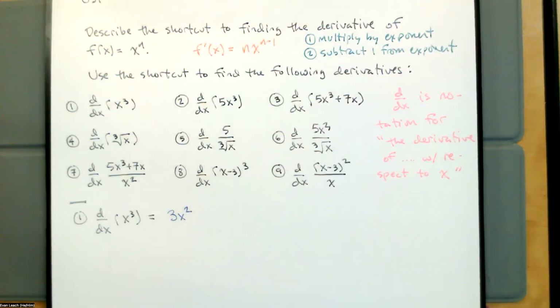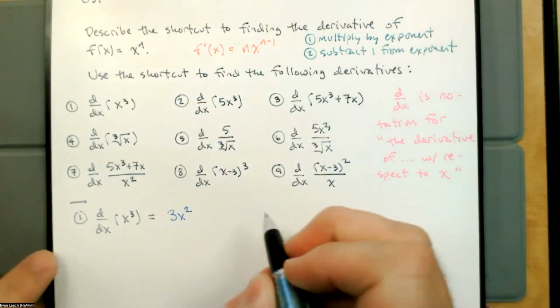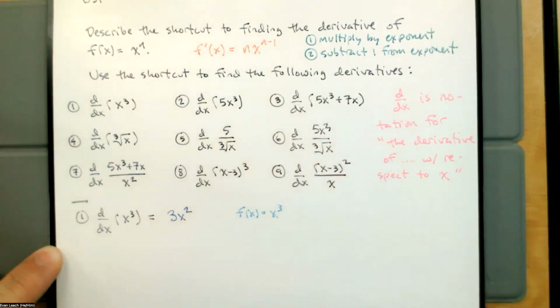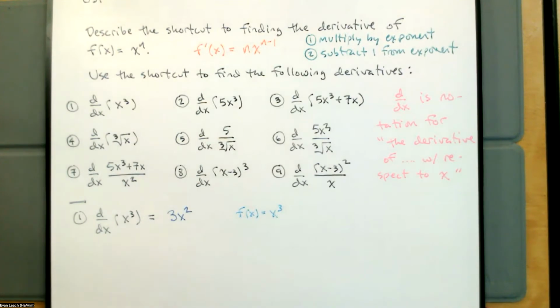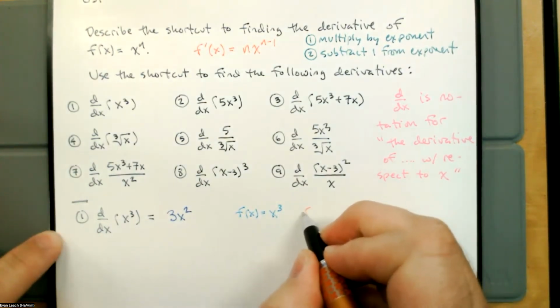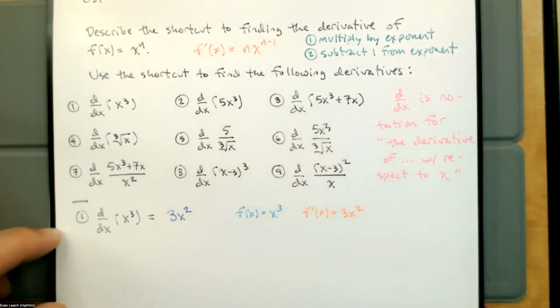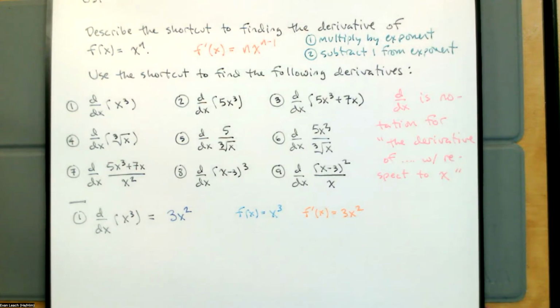Just a quick note that d over dx says take the derivative of whatever we have next. So this says the derivative of x cubed is 3x squared. In function notation, we would first say our function, let's say f of x. If f of x is x cubed, then the derivative is 3x squared. We could write f prime of x is 3x squared. But when we write d over dx, we're just saying the derivative with respect to x of whatever comes in.